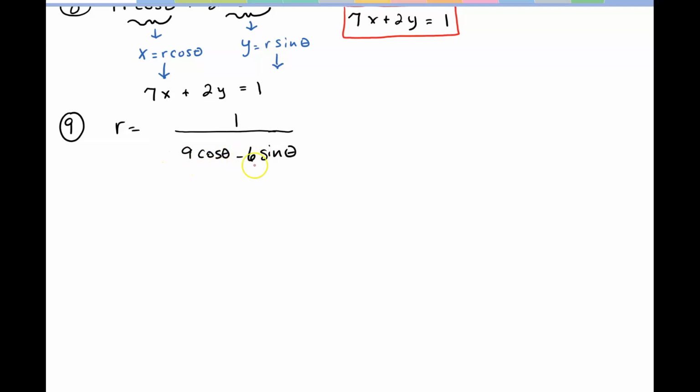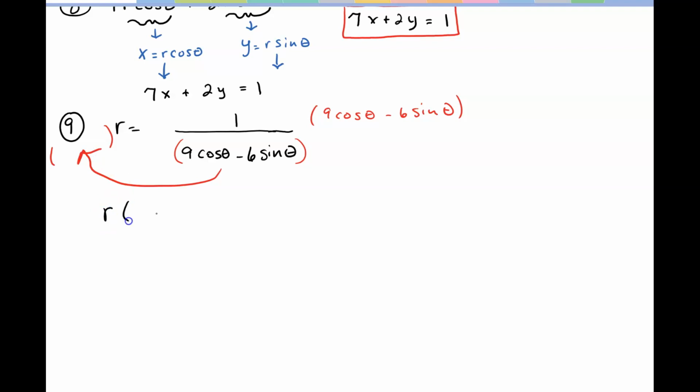And then the very last example here, before we look at Cartesian to polar, is r equals 1 over 9 cosine theta minus 6 sine theta. And this one's not terribly difficult either. What we're going to do is we're going to multiply both sides, to clear the fraction. So I'm going to multiply by 9 cosine theta minus 6 sine theta, and I'm going to do the same thing over here. So let's take a look and see what that looks like.